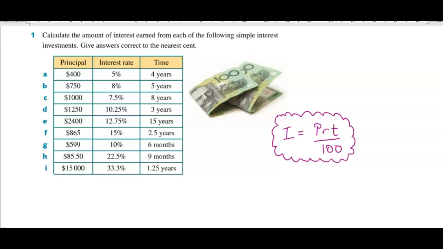Here we're looking at simple interest. The simple interest formula does differ to compound interest, so this is for simple interest, and we are calculating the amount of interest earned. But you can rearrange this equation if you need to. If you were given the total amount of interest and you had to calculate the principal, for example, you can just substitute everything in and solve on your calculator.